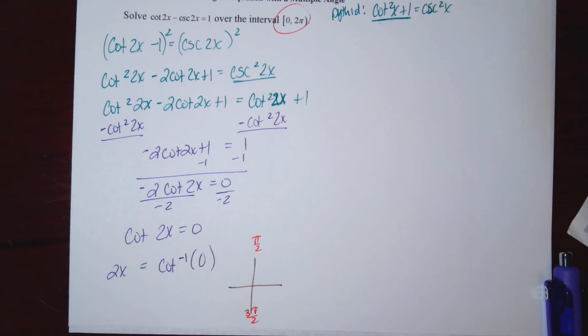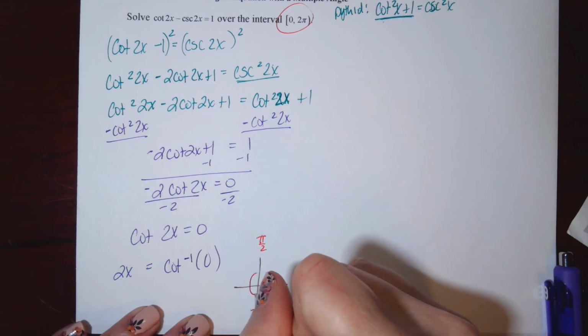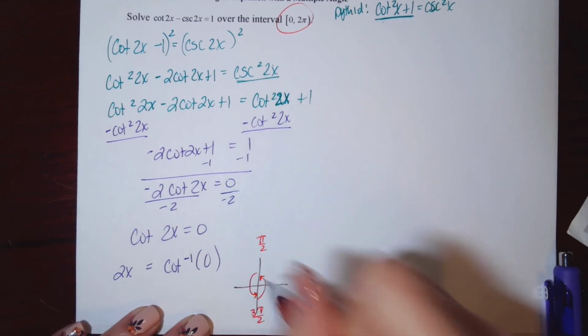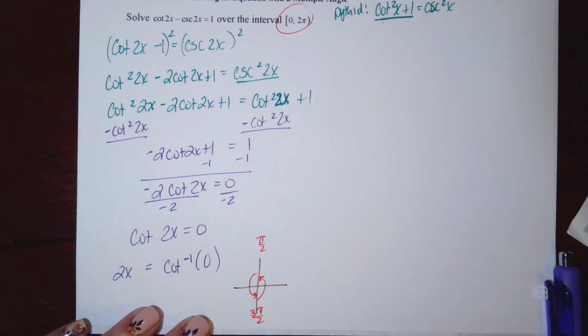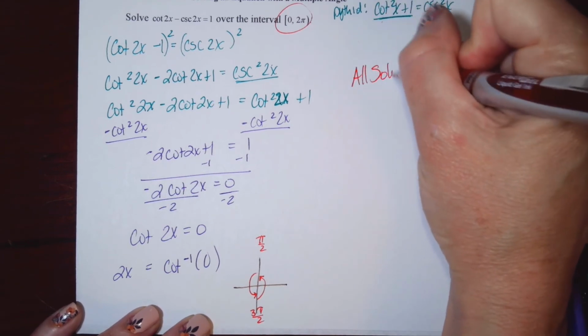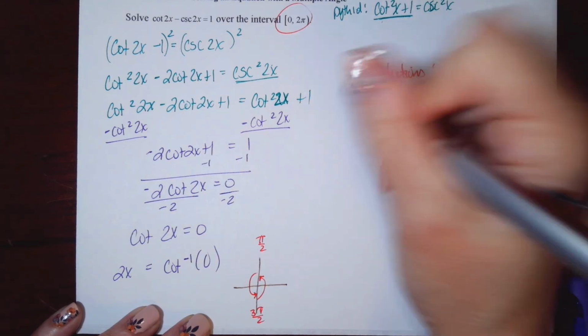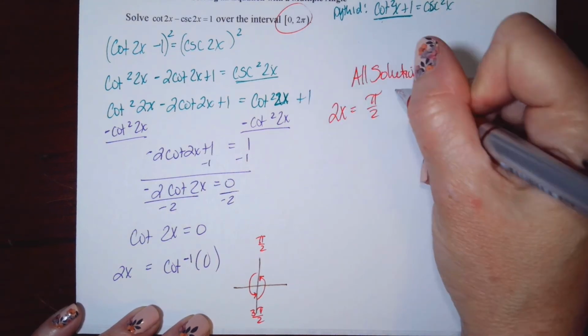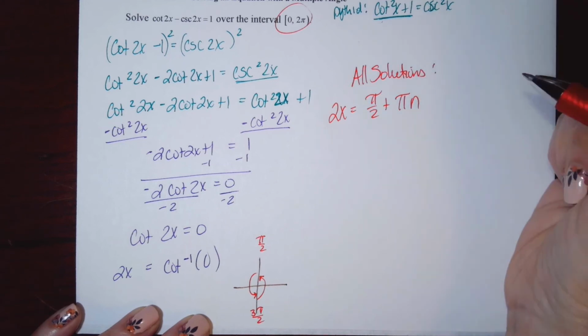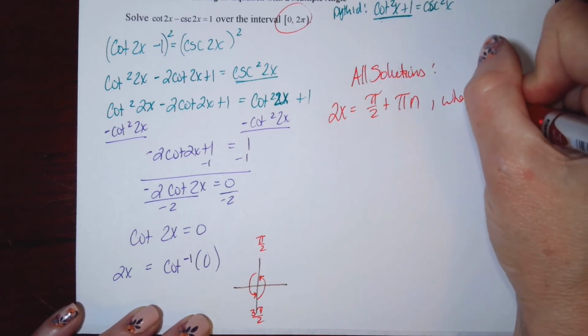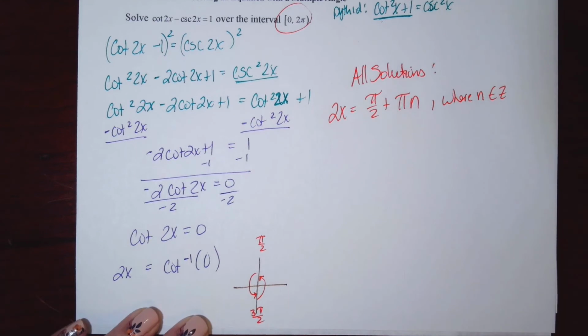Do I have to write that as two separate statements? Well, no, because they are 180 degrees or pi radians away from each other. So my all solutions statement is going to start as pi half. So I've got 2x equals pi half plus pi n radians, where n is an element of the integers. Now what do you notice?